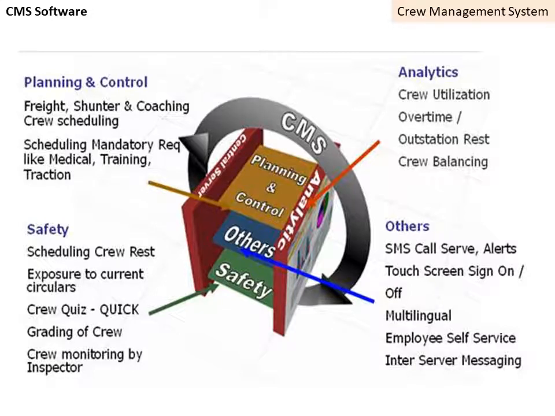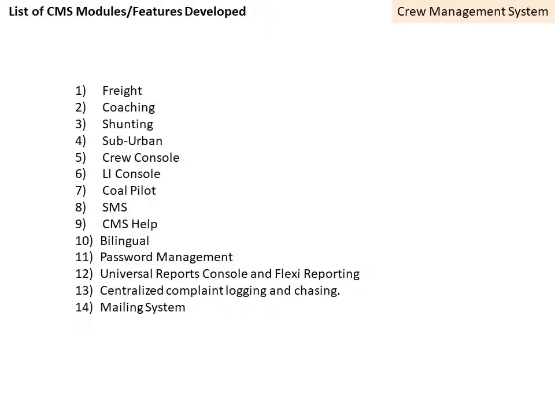Employee self-service. This is totally based on the CMS, planning and controls, others, and safety. This is the list of CMS modules and features developed: freight, coaching, shunting, suburban, crew console, LI console, coaching pilot, SMS, CMSL. The password management system: once the password is forgotten, it can be reset by the admin, like the loco supervisor. It provides loco supervisor, loco TNC and guard TNC. Only the loco module and lobby module can be changed by the password management.